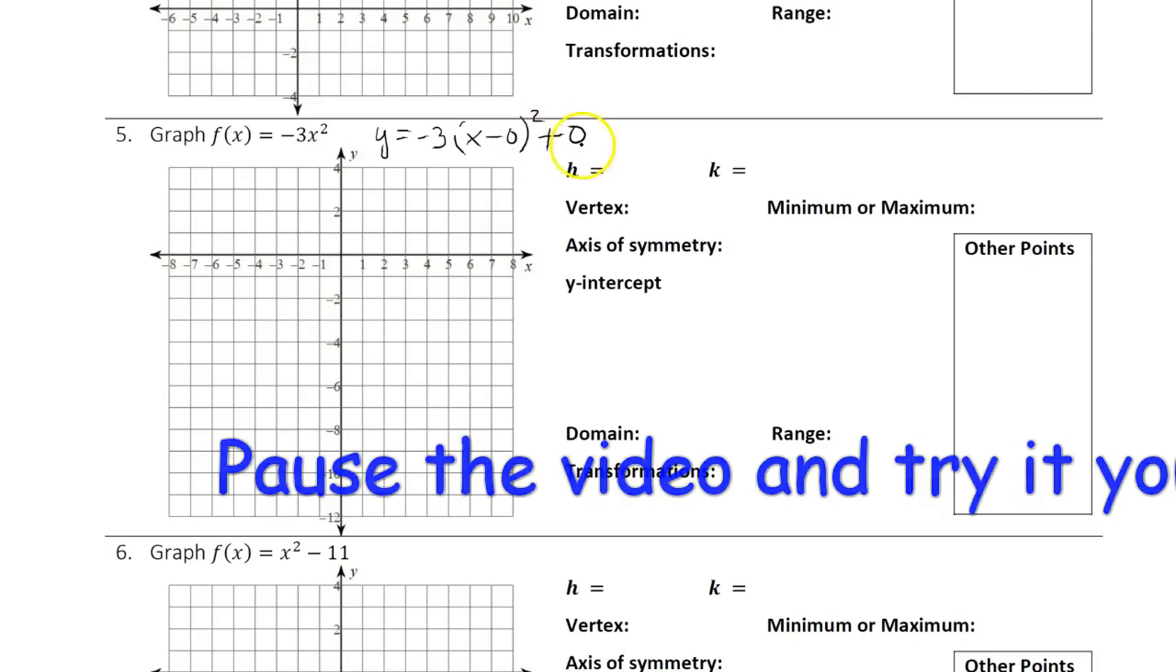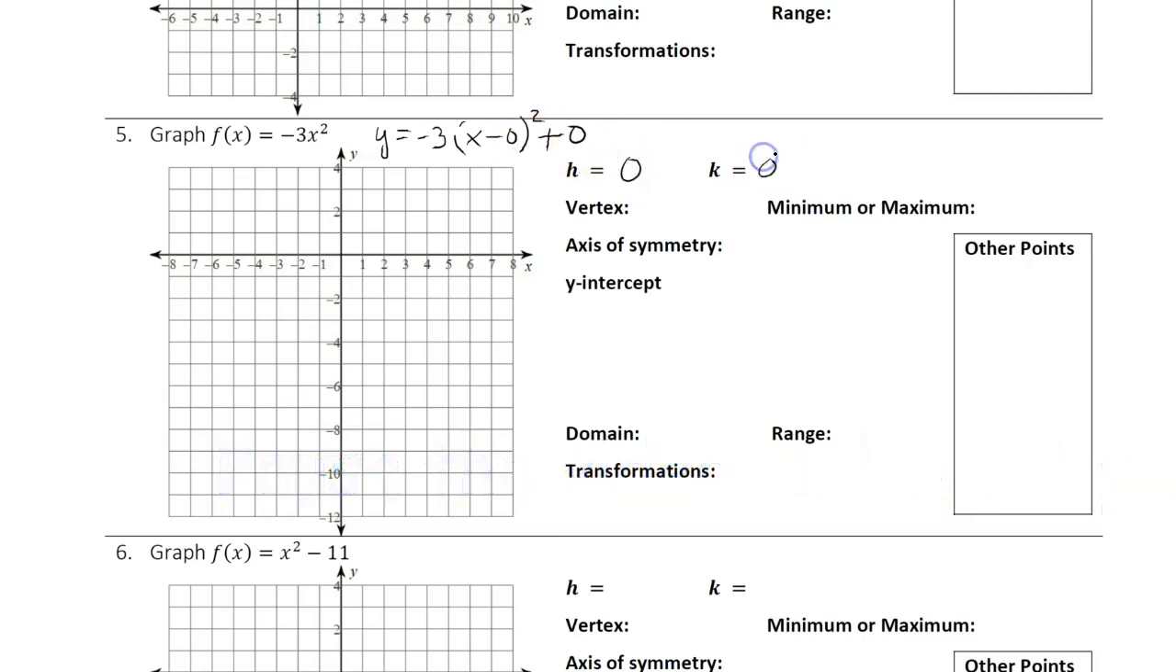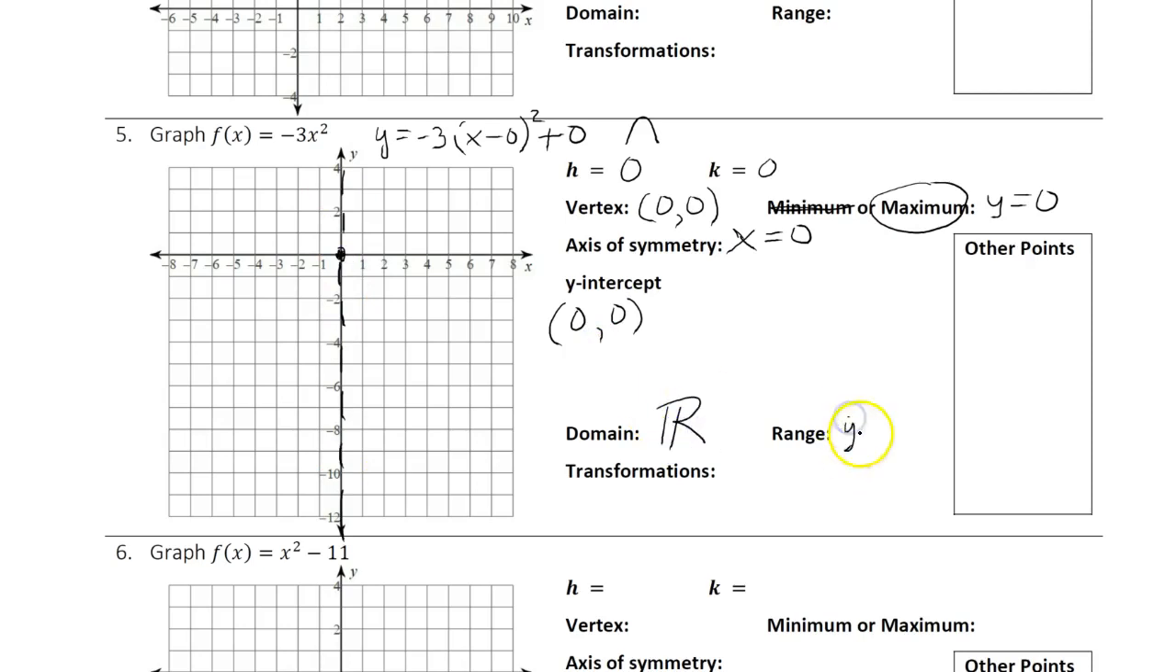Now that you have tried it yourself, check your work. H and K are both 0. The vertex is at (0, 0). A is negative, so this parabola opens downwards. It has a maximum at y equals 0. The axis of symmetry is x equals 0. Graph the axis of symmetry and the vertex. The domain is all real numbers, and the range is y is less than or equal to 0.